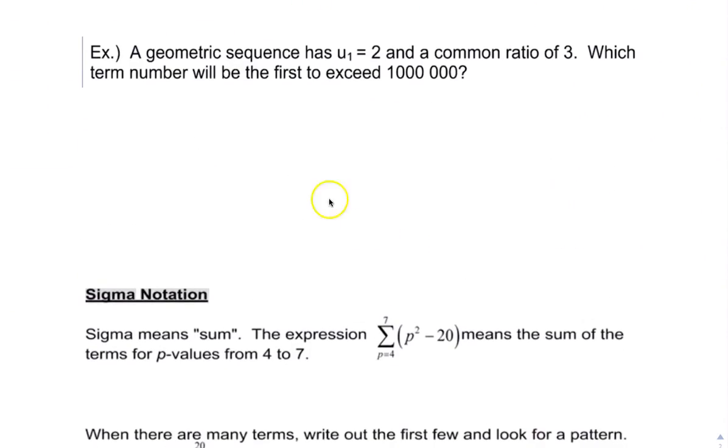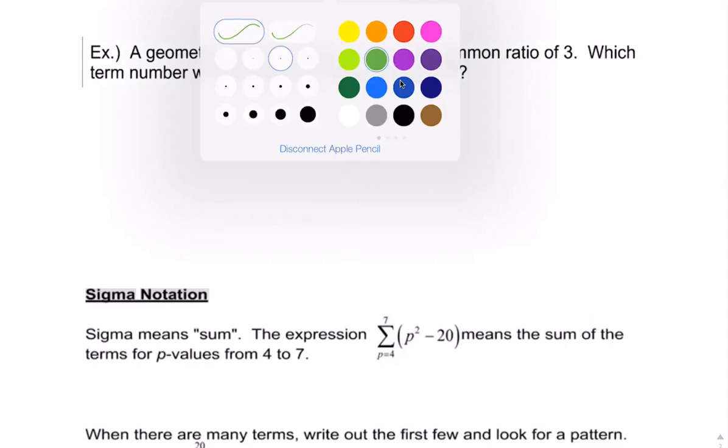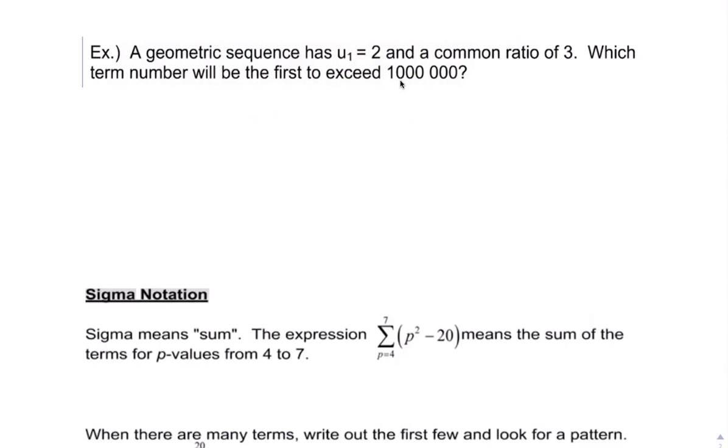This is an example. A geometric sequence has a u1 of 2 and a common ratio of 3. What is the term number that will first exceed 1,000,000? So set it up. Our general formula is a1 times r to the n minus 1. I want the first one to exceed 1,000,000. So I know my first term is 2. I know my common ratio is 3. I have 2 times 3 to the n minus 1 is greater than 1,000,000.